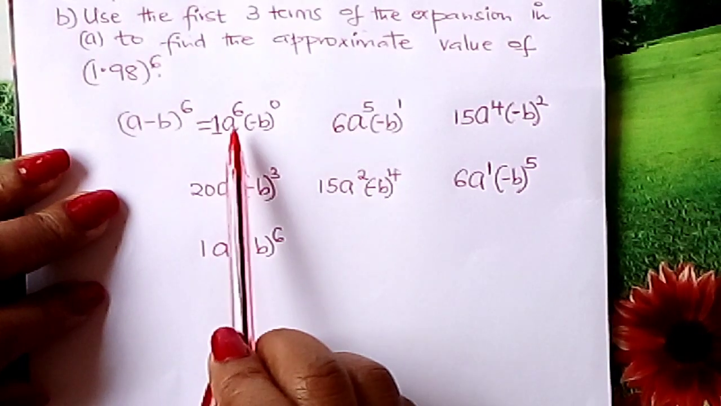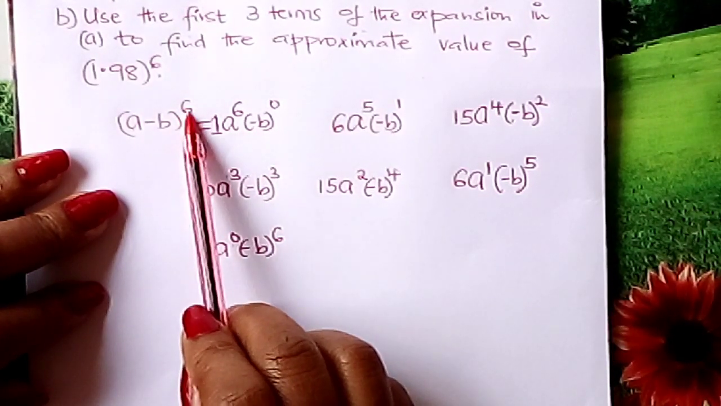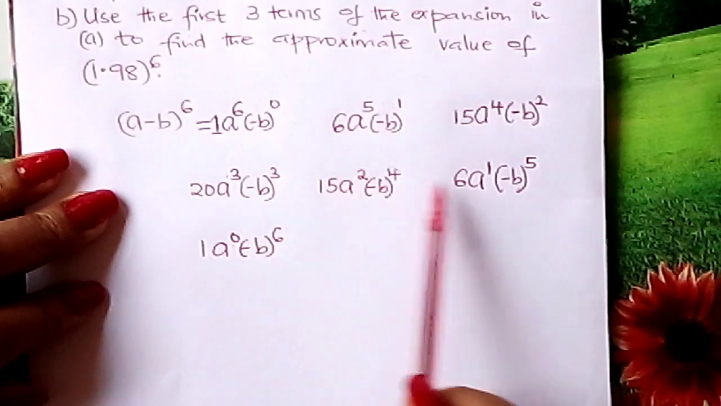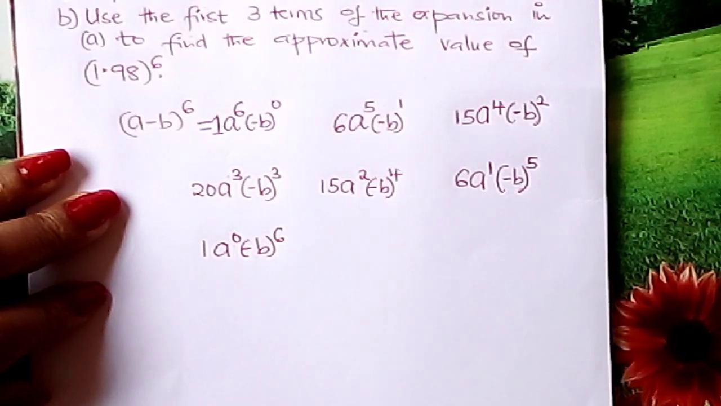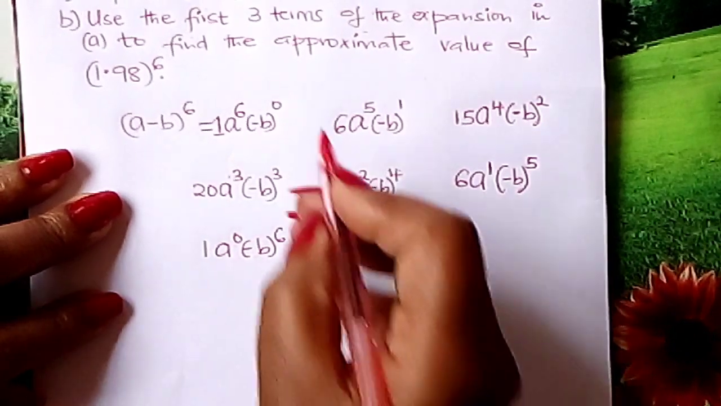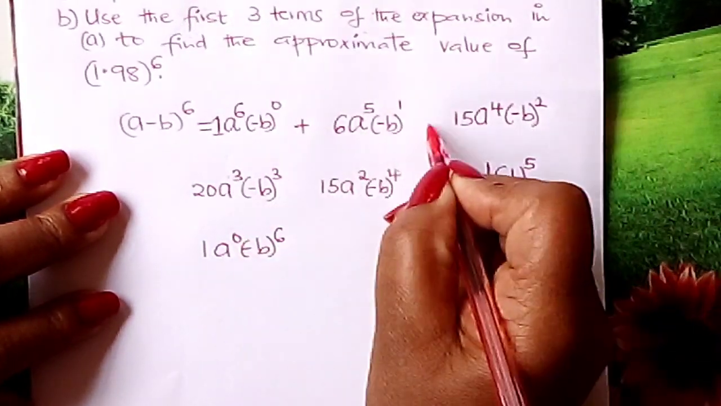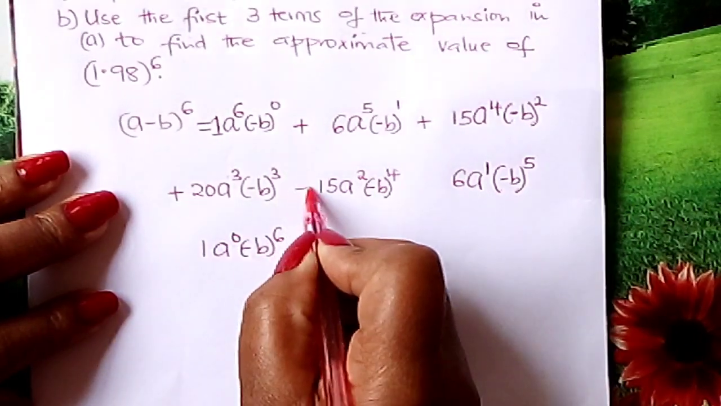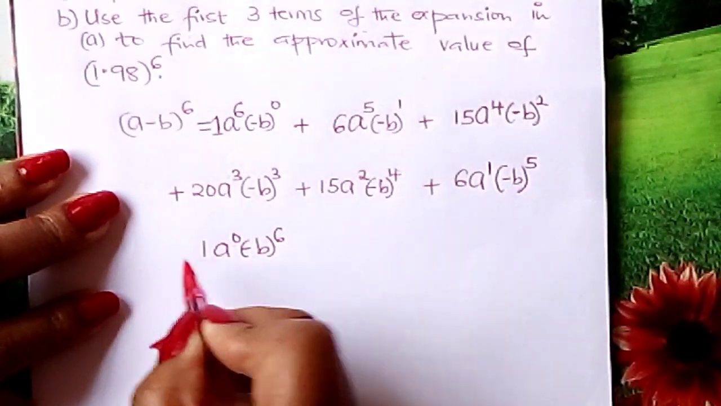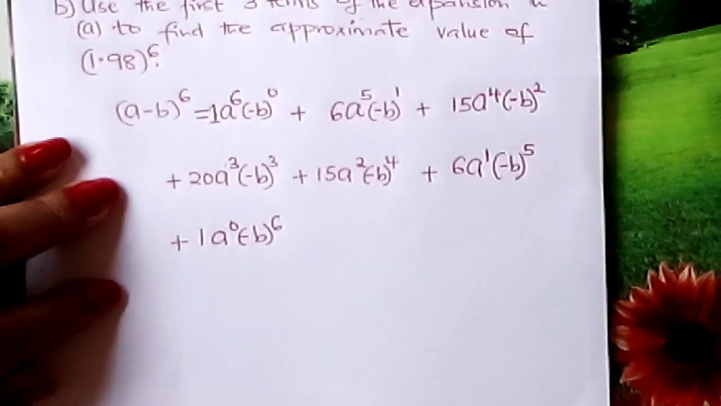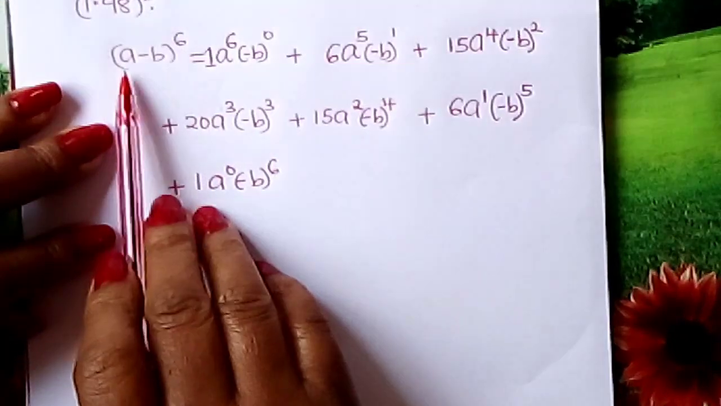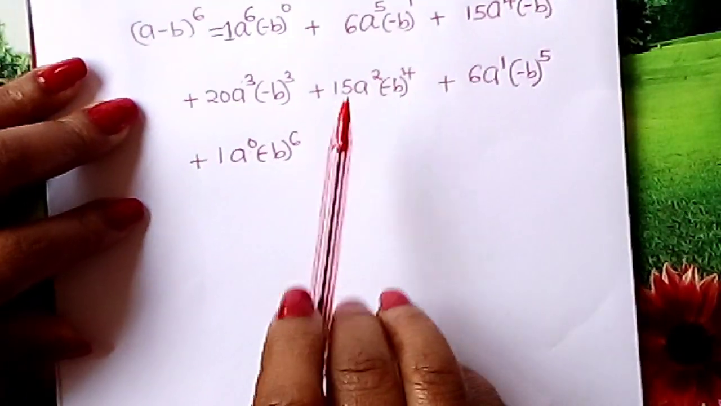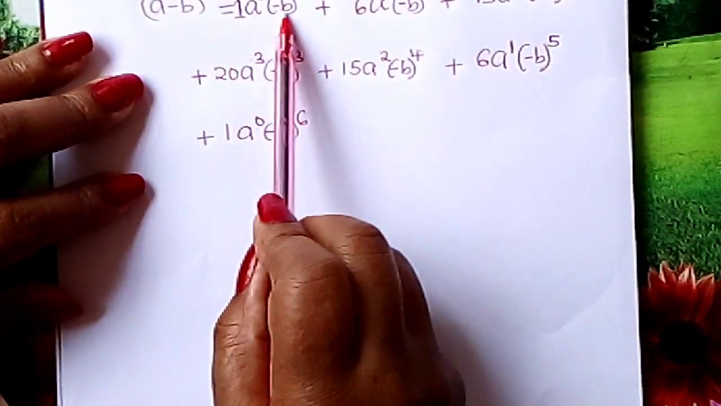Now, learner, we have how many terms when the power is 6? We have 1, 2, 3, 4, 5, 6, 7. 7 terms in our expansion. So we fix our addition signs between the terms. There we are. We are expanding A minus B raised to 6, learner. So the thing that is now remaining is to simplify this.